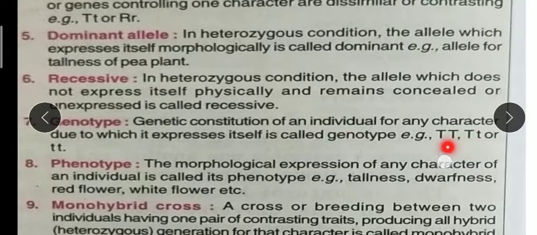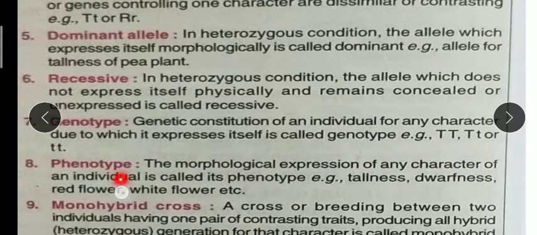TT: suppose we talk about the tallness of a plant or any individual, this complete set of genes is showing the tallness of an individual. So this total genome is called the genotype. In the hybrid case it is Tt, and in the dwarfness case it is tt. So the first and third are homozygous, and the center one is heterozygous.